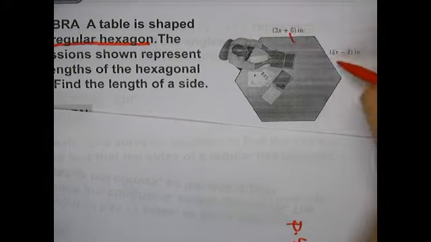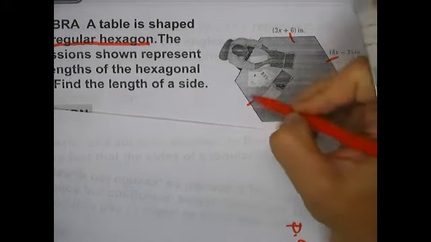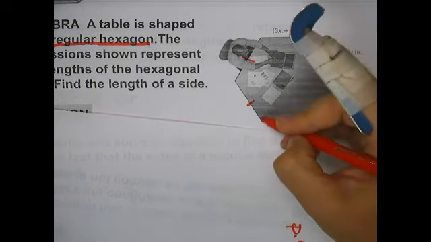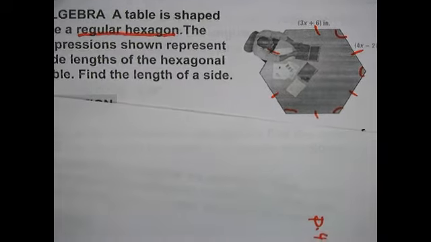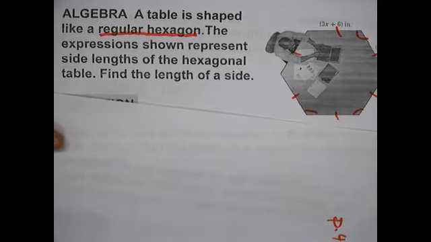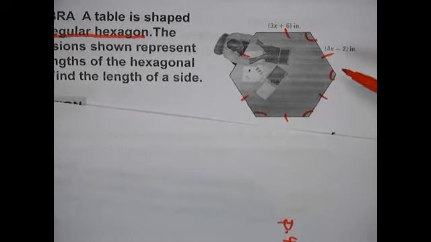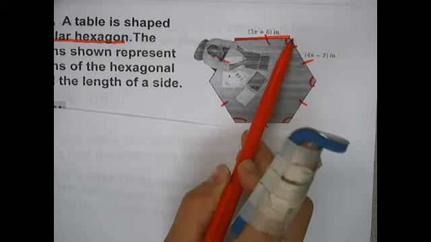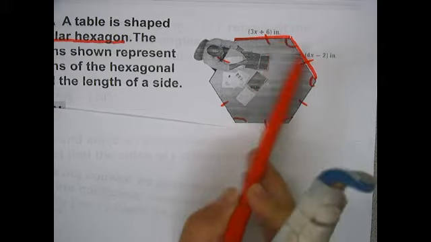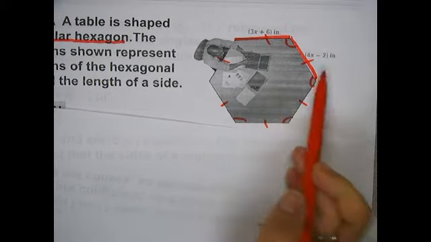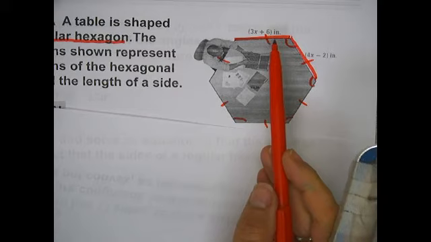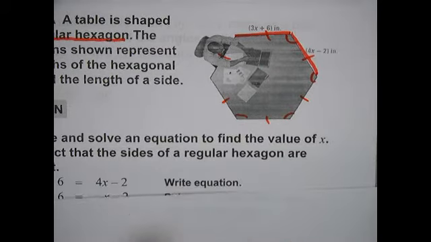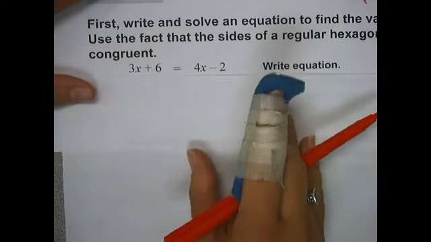Okay, let's take a look at this one word problem. It says a table is shaped like a regular hexagon. So in the word problem, since it tells us it's a regular hexagon, what can we already assume? That all these sides are congruent and all these angles are congruent because it gives that definition of regular. The expressions shown represent the side lengths of the hexagonal table. So since it told us it's regular, it gives us 2 sides that are expressions in terms of x, and they have to be congruent.